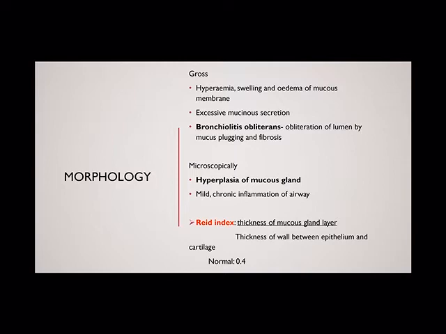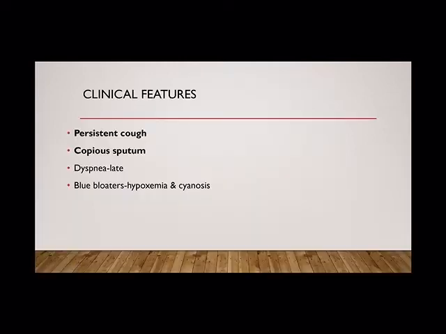Normally it is 0.4. That is the thickness of your mucus gland layer to the thickness between the epithelium and the cartilage. The ratio is normally 0.4. But in chronic bronchitis, it will be much more increased because your numerator is getting increased. That is the thickness of your mucus gland layer. You will have the hyperplasia, so it is getting increased. So, Reid index.